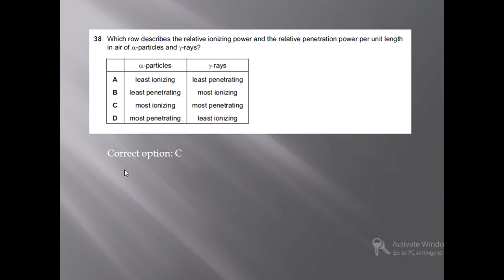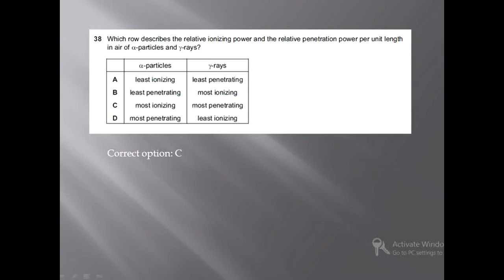MCQ number 38. Which row describes the relative ionizing power and the relative penetration power per unit length in air of alpha particles and gamma rays? Students, we know that alpha particles have the highest ionizing ability but the least penetration power. It means that we have to select the option in which alpha particles have the highest ionizing ability and gamma rays have the highest penetration power.